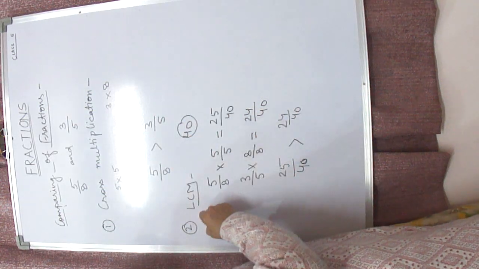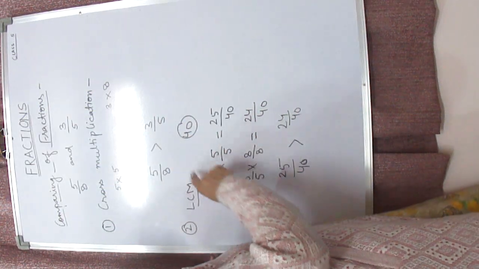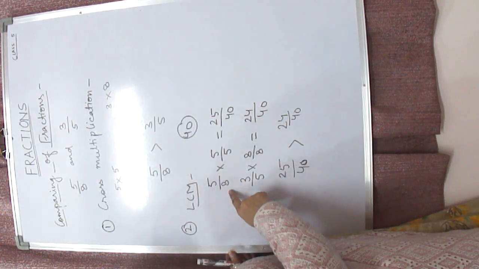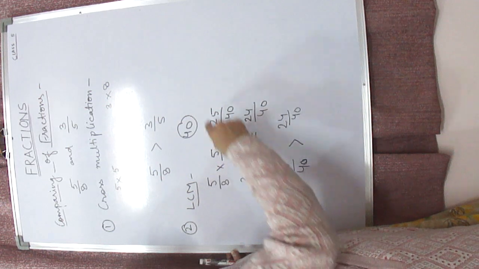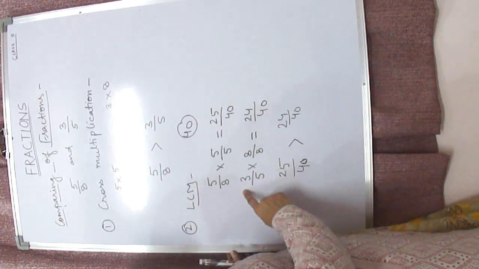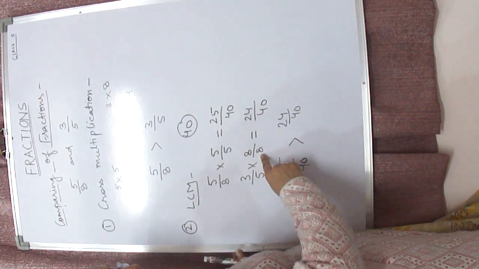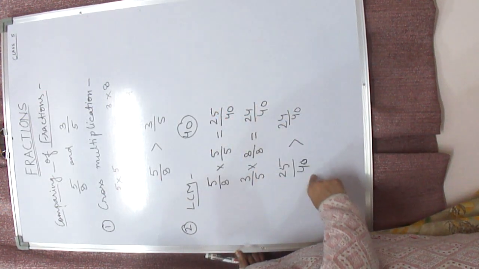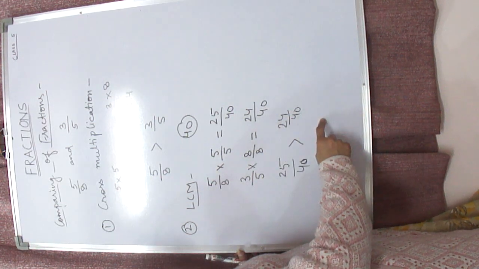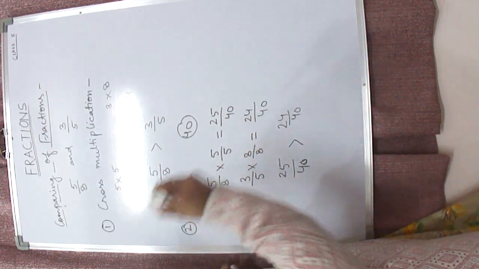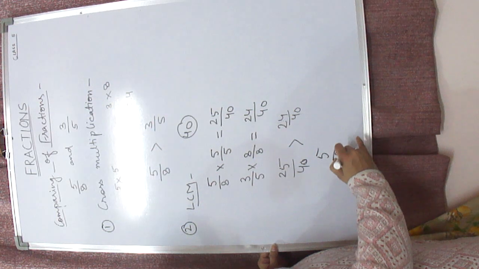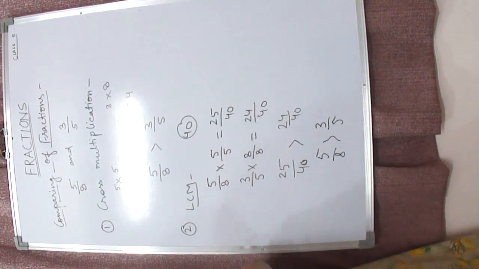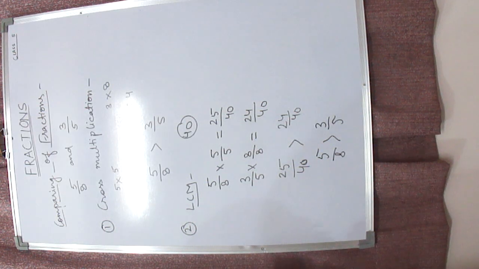The second method, that is the LCM method. Here 8 and 5's LCM becomes 40. So 5 upon 8 will be multiplied with 5 upon 5. So I'll get 25 upon 40. And 3 upon 5 multiplied with 8 upon 8. So I'll get 24 upon 40. So we know that 25 upon 40 is greater than 24 upon 40. Hence my 5 upon 8 is greater than 3 upon 5. So I hope this thing is clear to everyone.